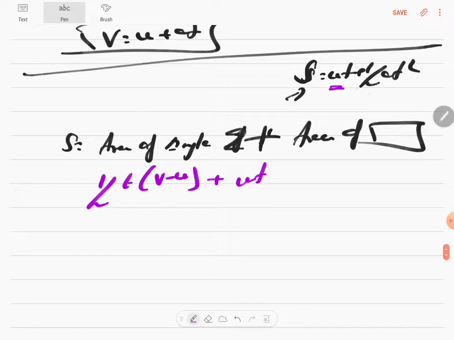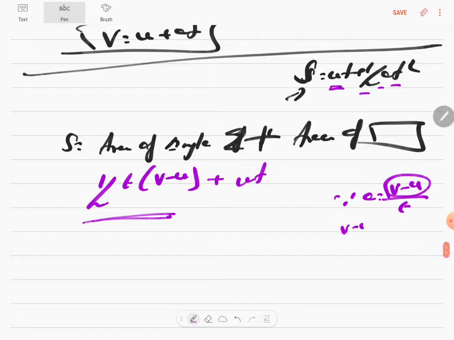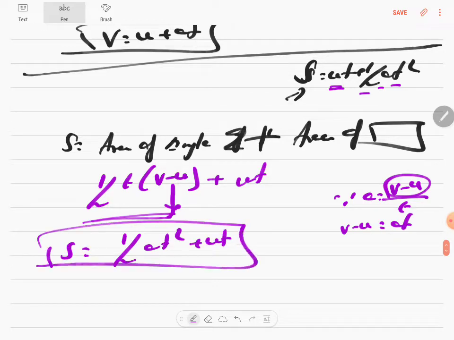But you need half at square, and you have some other terms here. So for which you should write a is equal to v minus u by t. Therefore, v minus u itself is at. So instead of v minus u, you can substitute at. So half at square plus ut. Thus s is equal to ut plus half at square.